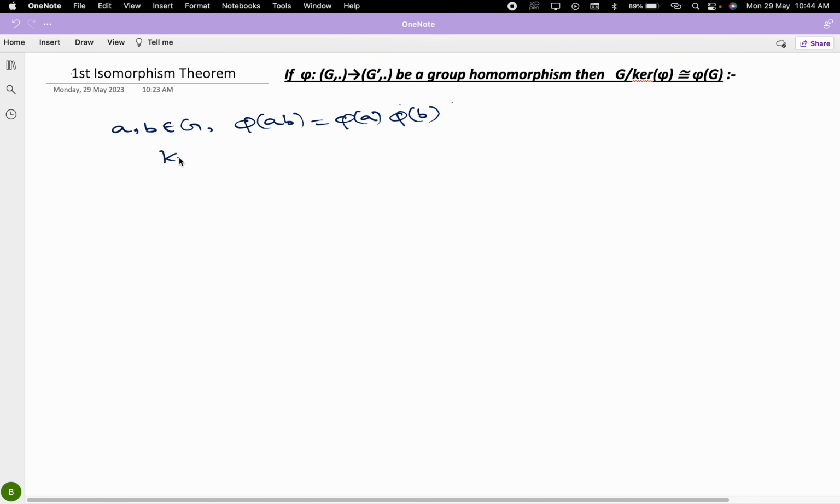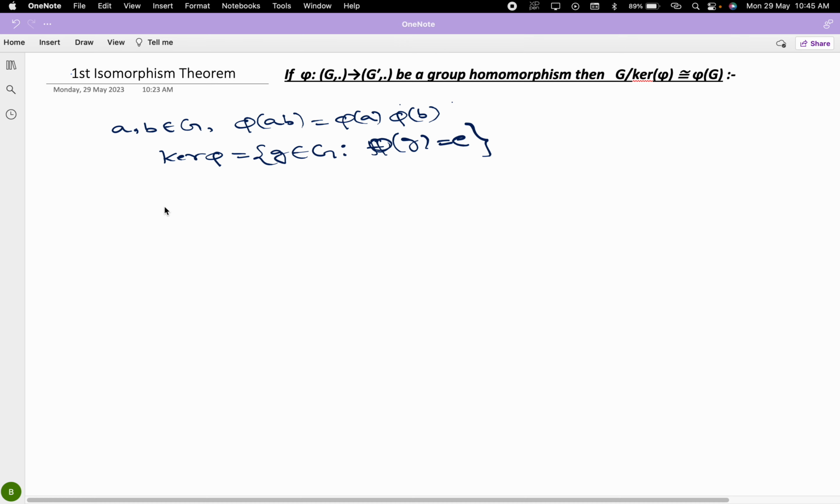Let's define kernel phi. Kernel phi is all those elements g inside G, the domain group, such that phi of g is the identity of the group G dash. This is kernel phi. To show this theorem, if I can show that there exists a bijective group homomorphism from G by kernel phi to phi of G, then I am done.